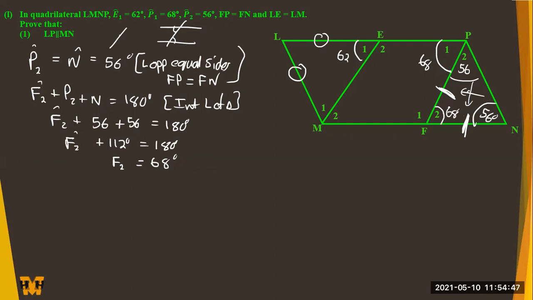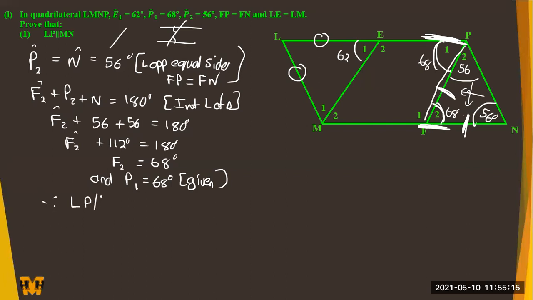Can you see that? So what does that mean? It means it will be a parallel line. So I'm just going to say here, P1 is equal to 68 degrees because it was given. So because this one is 68 and that one is 68, it forms alternate angles. And then we can just say, therefore, LP will be parallel to AN because it forms alternate angles.